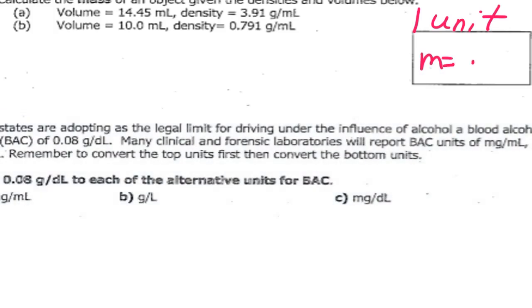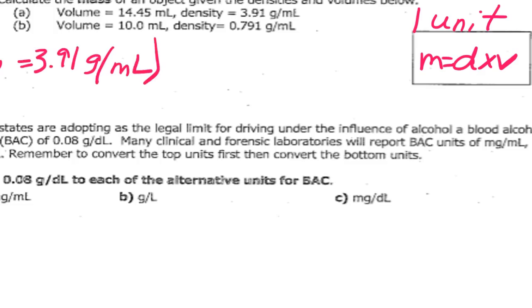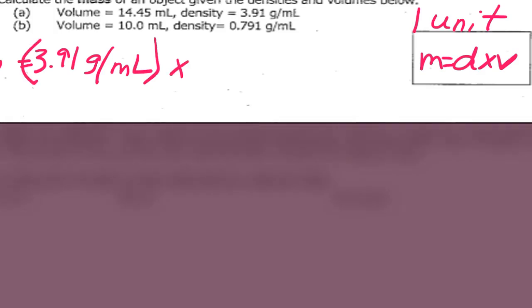This is our last formula here. Remember, we have, again, 1 unit for mass. Mass is equal to density times volume. So now we're going to go over here and we're going to plug that in again, D times V. Now for the first example right here, I know that my density that they gave me in the problem is 3.91 grams per milliliter. Let me write that up here, 3.91 grams per milliliter. Okay, I'm going to put that in brackets times the volume, which is 14.45 milliliters.